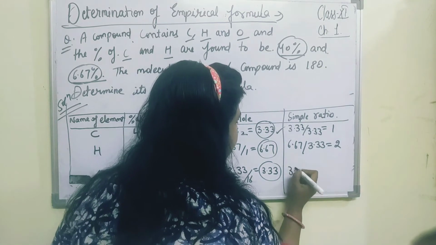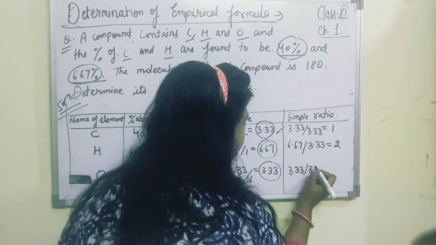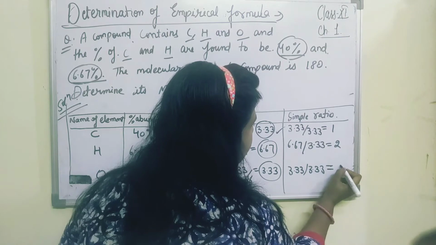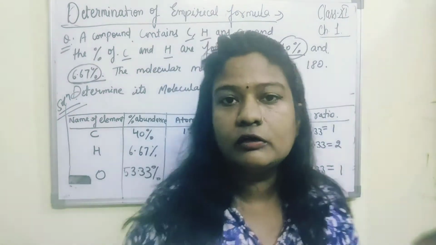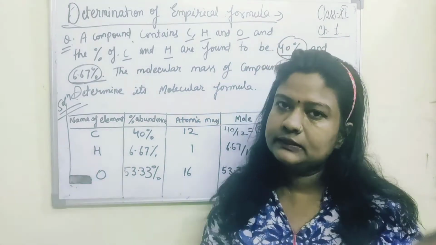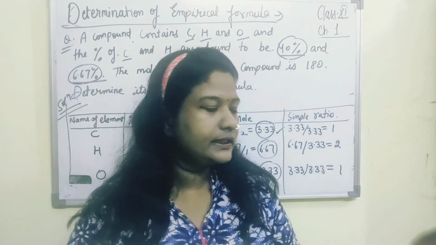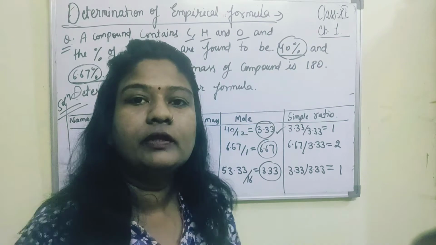Now 3.33 divided by 3.33, and the answer will be 1. Correct. This is the whole number ratio of the elements present in that compound. So, having done this much, this is step 2.